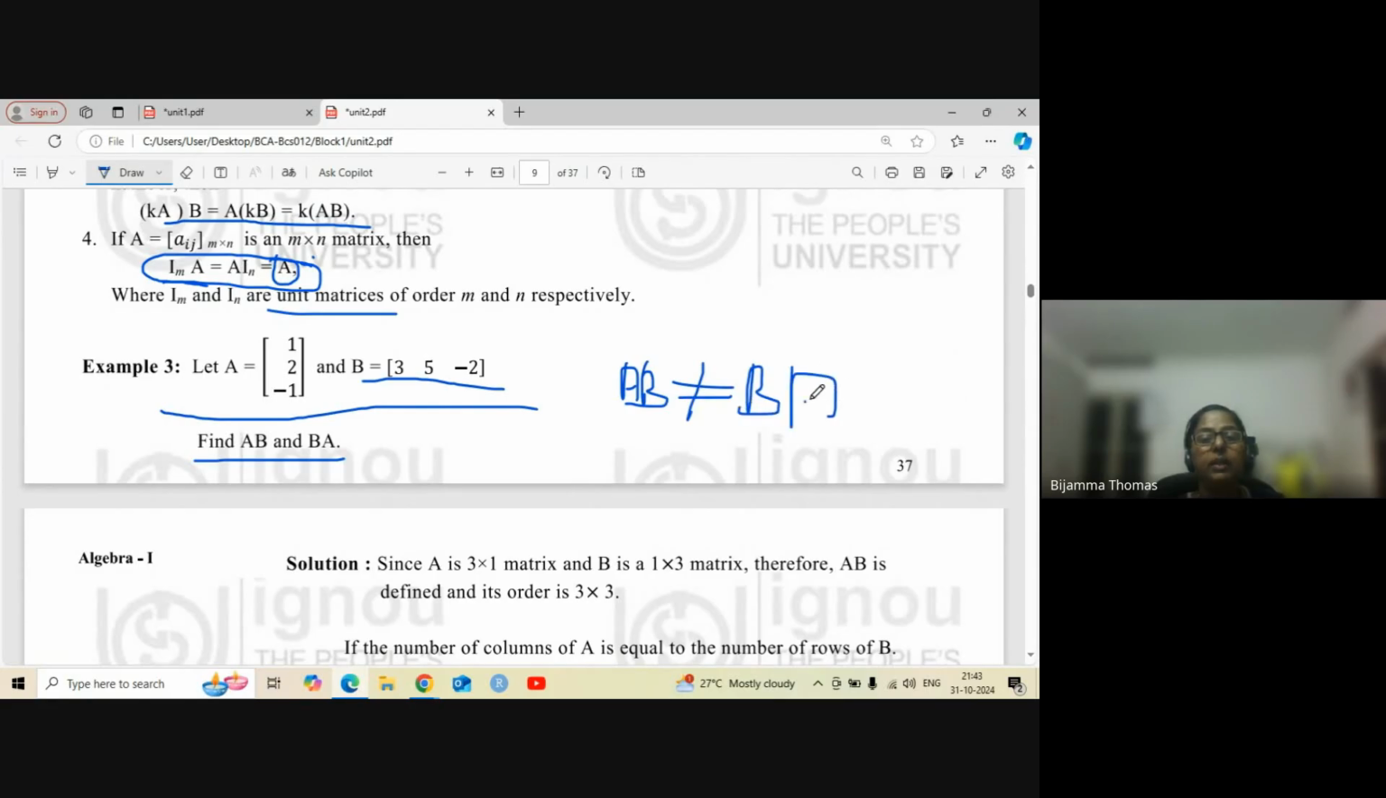AB exist ചെയ്തുകൊണ്ട് BA exist ചെയ്യണമെന്ന് നിർബന്ധമില്ല അല്ലേ? When we consider the product of AB, A is the first matrix, B is the second matrix. That means we have to check whether the matrix product is possible. Here the number of columns, see, here we have 3. This is a 3/1 matrix, and this is 1 row and 3 columns. That is a 1/3 matrix, isn't it?